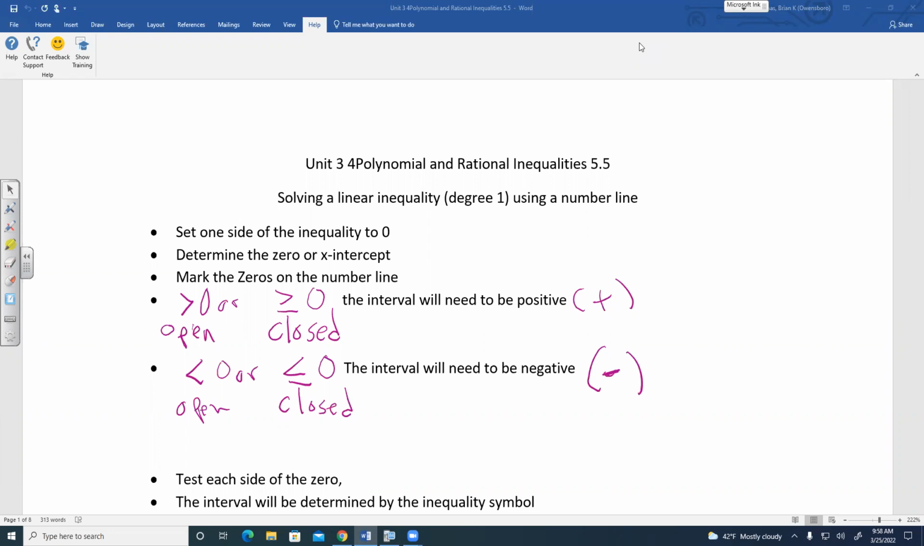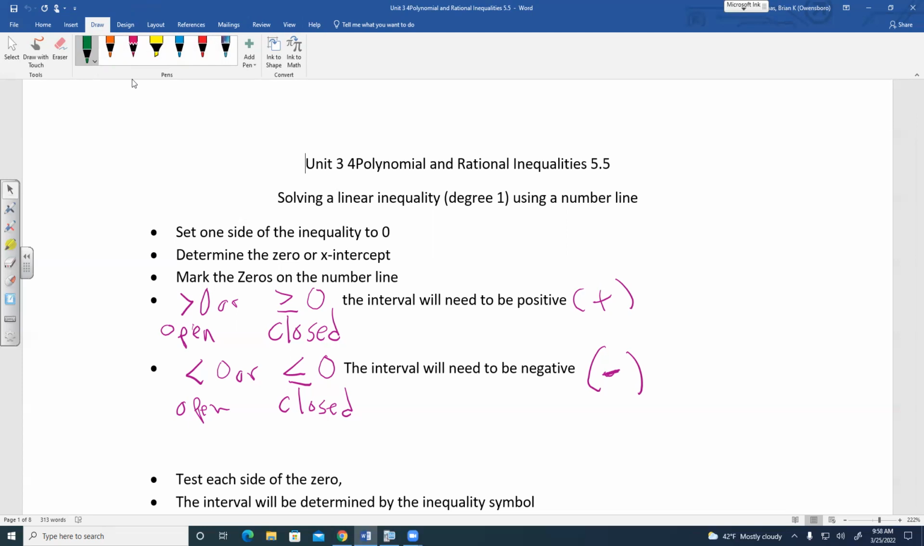solving a linear inequality. In other words, a degree 1 inequality. The strategy we're going to use is a number line. So some things, to stay consistent, is we're going to set the inequality to 0. So one side has to be set to 0. The next thing we're going to do is determine a 0 or an x-intercept.